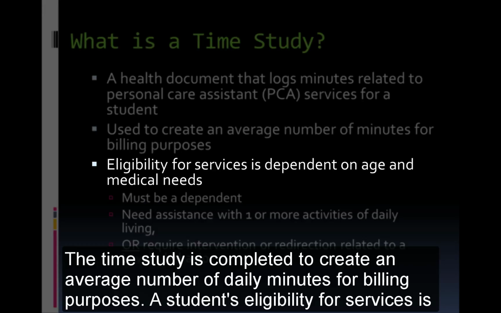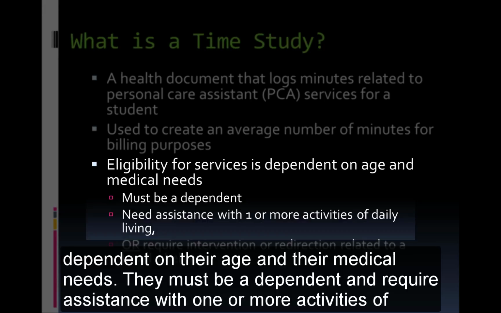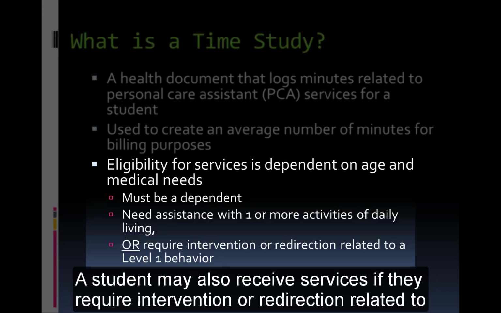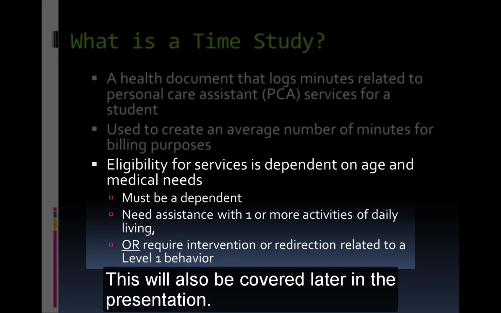A student's eligibility for services is dependent on their age and their medical needs. They must be a dependent and require assistance with one or more activities of daily living. These will be discussed in further slides. A student may also receive services if they require intervention or redirection related to Level 1 behaviors that are directly linked to their medical disability. This will also be covered later in the presentation.